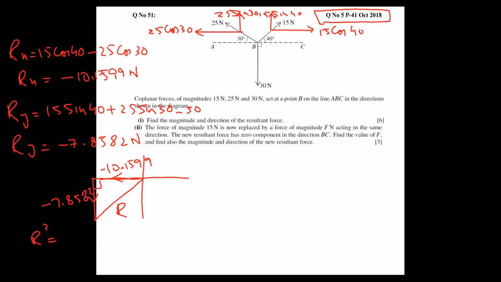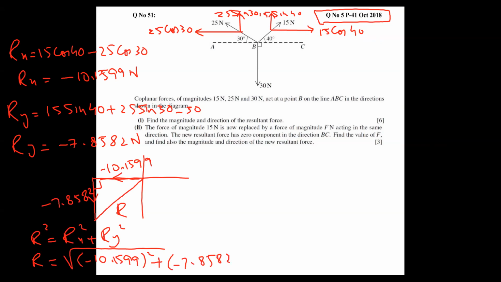R square is equal to Rx square plus Ry square. So negative 10.1599 whole square plus negative 7.8582 square, and the answer is coming 12.8 newtons, which is perfectly the same. Okay, now I think it is clear. Now find direction.